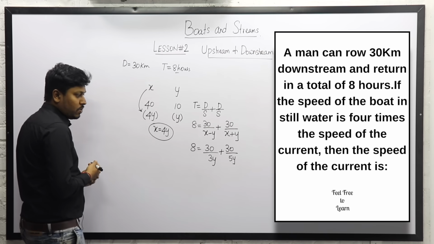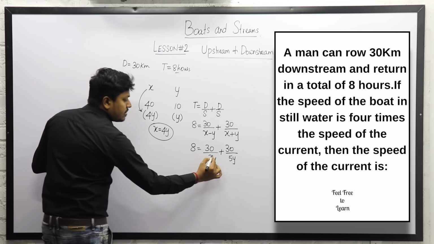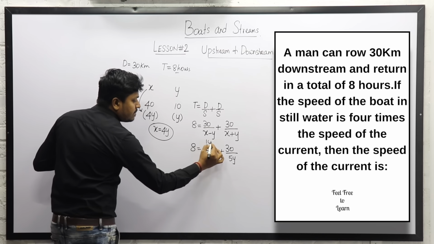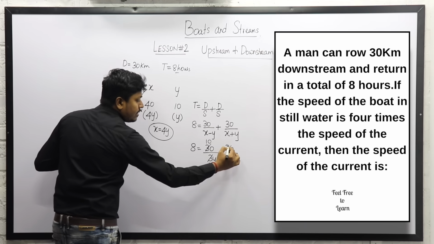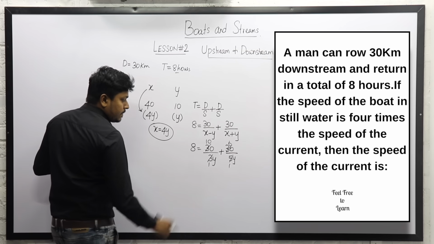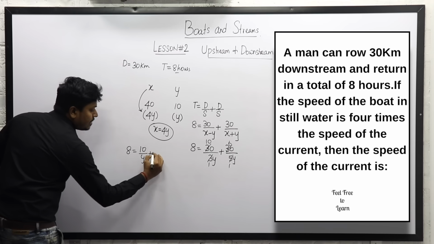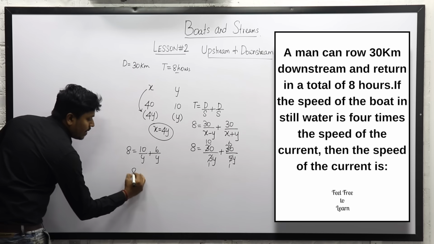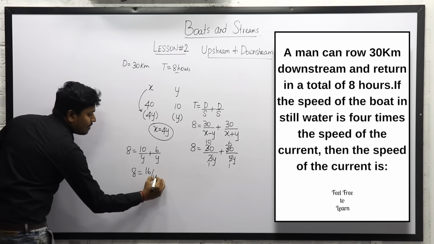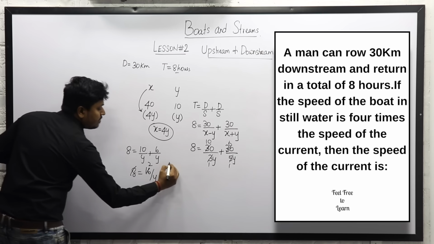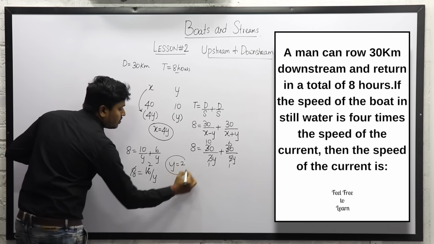So now what we can do is, I think we can cancel this. 1 3s are 3, 10 times here, 1 5s are 5, 6 times here. So what we can do is 8 is equal to 10 divided by y plus 6 divided by y. So 8 is equal to 16 divided by y. So this will be 2 times, so y is equal to 2.